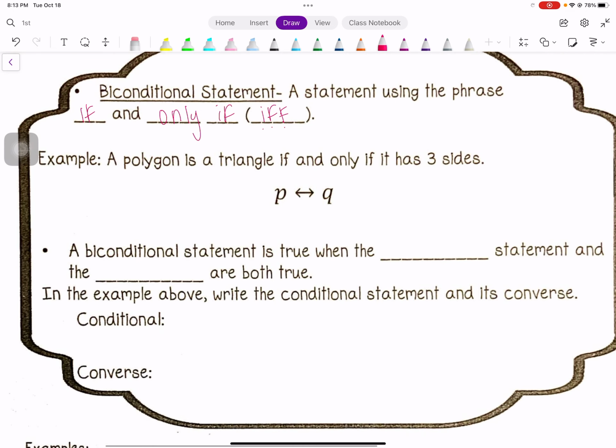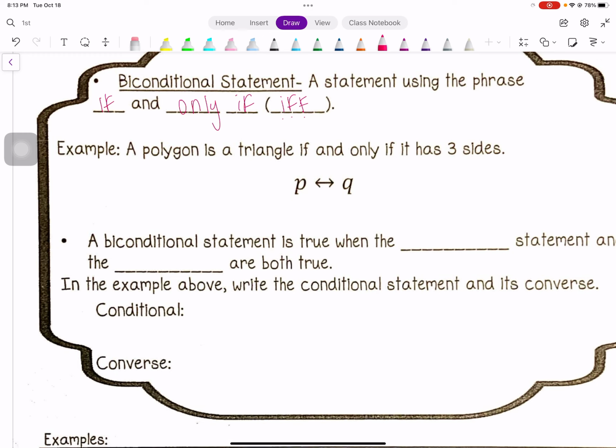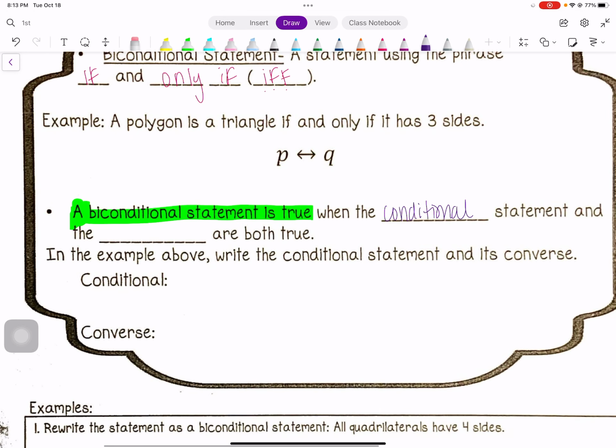Okay, so we're looking at the example. It says a polygon is a triangle if and only if it has 3 sides. A biconditional statement is true when the conditional and the converse are true. So if you're given the original one and you flip it, if both of those are true, then the biconditional statement is true.